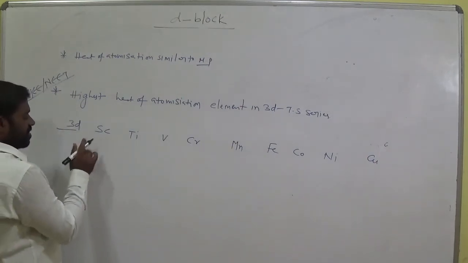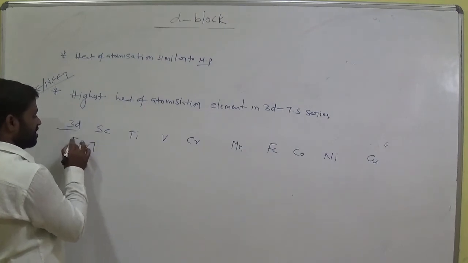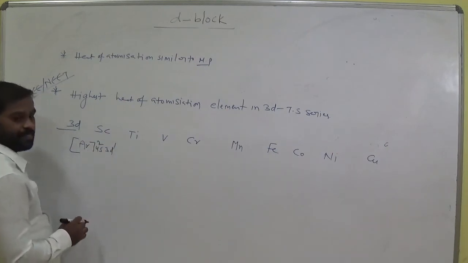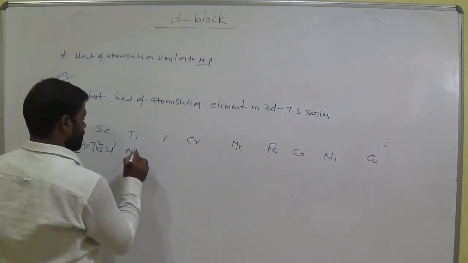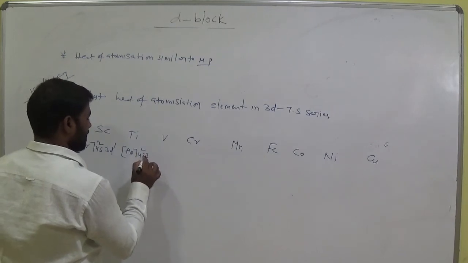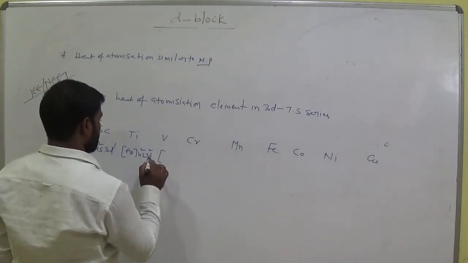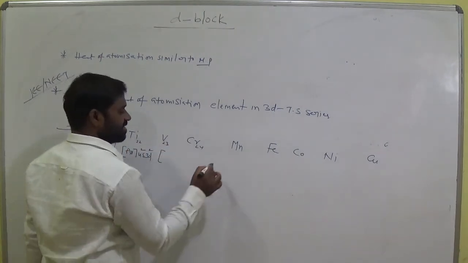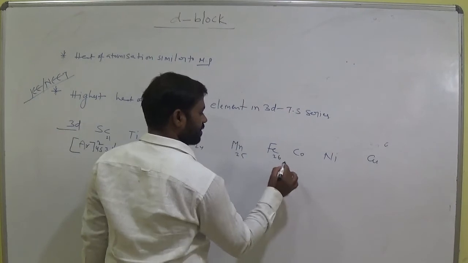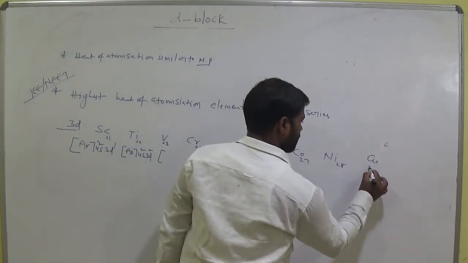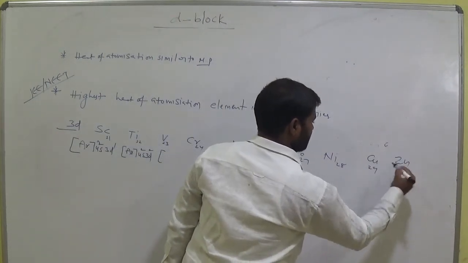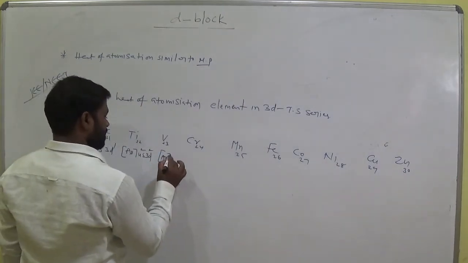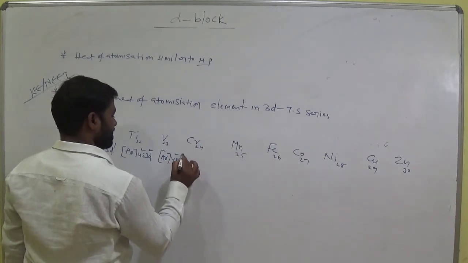So, what is the electronic configuration of scandium here? Right? Argon 4s2 3d1. Okay? And titanium argon 4s2 3d2. And 21, 22, 23, 24, these are the atomic numbers. And zinc it is 30. Okay. And argon 4s2 3d3.